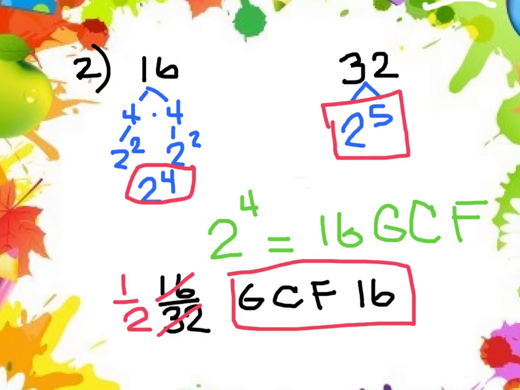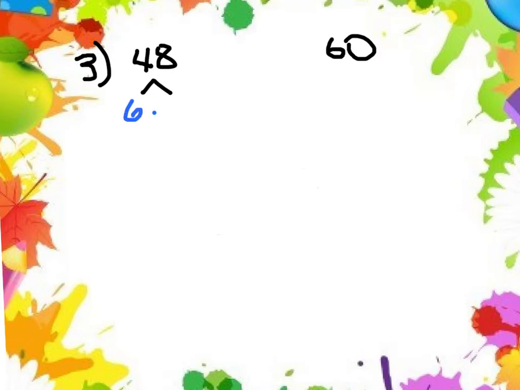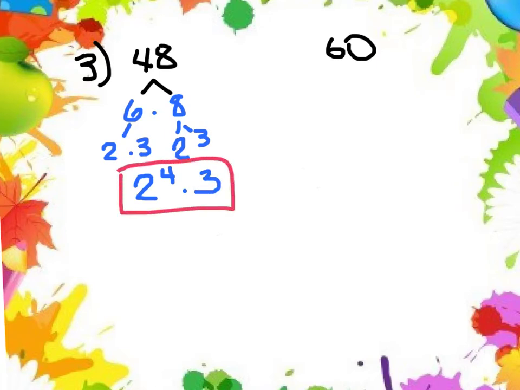Let's see our next problem. Problem number 3. Problem number 3 is get the greatest common factor of 48 and 60. Once again, I will find the prime factorization of 48, and this will be 6 times 8. This would be 2 times 3. This would be, as we have seen, 2 to the 3rd. Finally, this is 2 to the 4th times 3. That is my prime factorization.